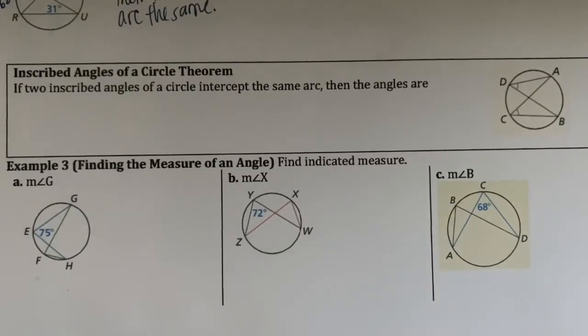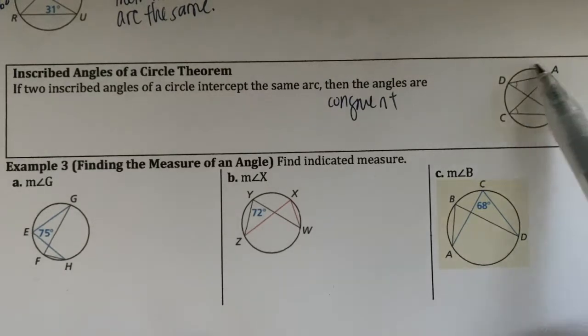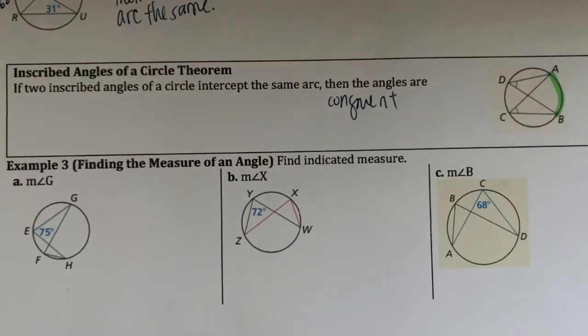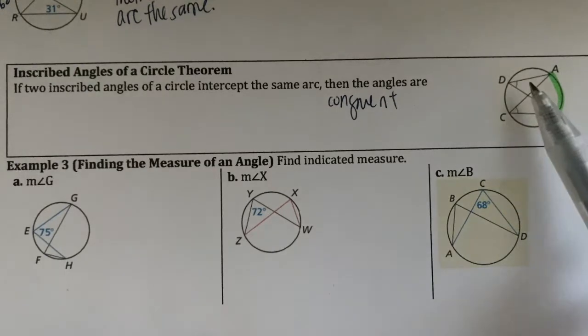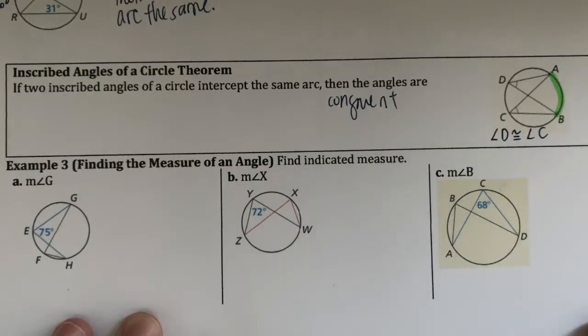The inscribed angles of a circle theorem tells you that if two inscribed angles of a circle intercept the same arc, then the angles are congruent. Over here in our diagram, angle ADB and angle ACB intercept the same arc AB. Because they intercept the same arc, the two angles are going to be congruent, angle D and angle C. We're going to use this theorem for example 3.